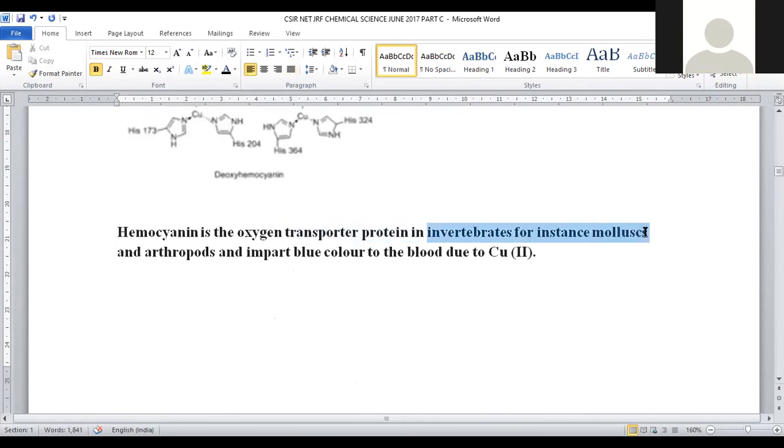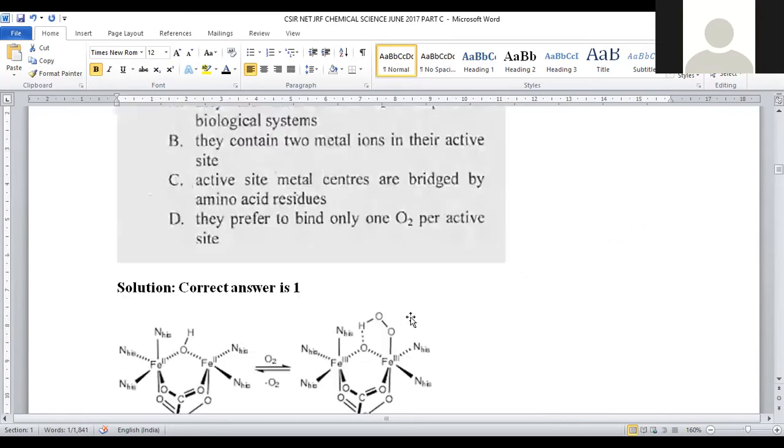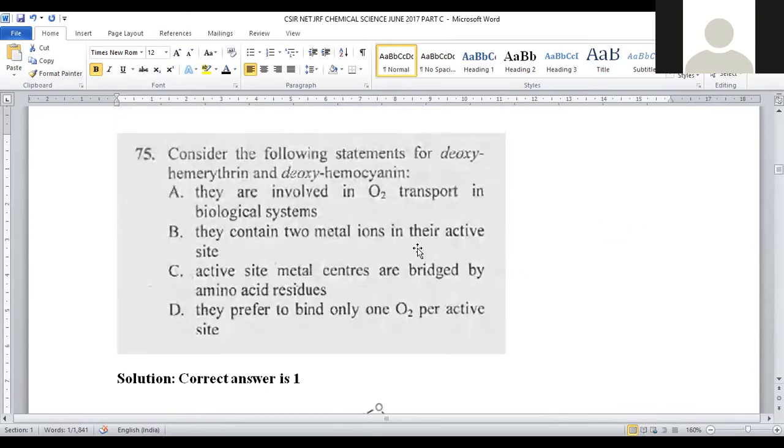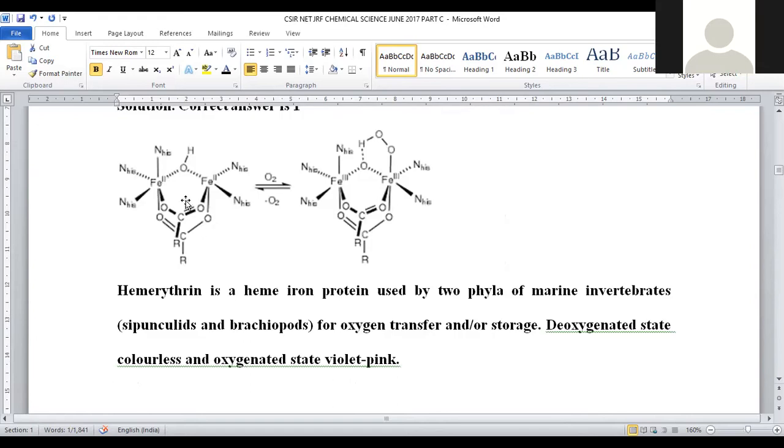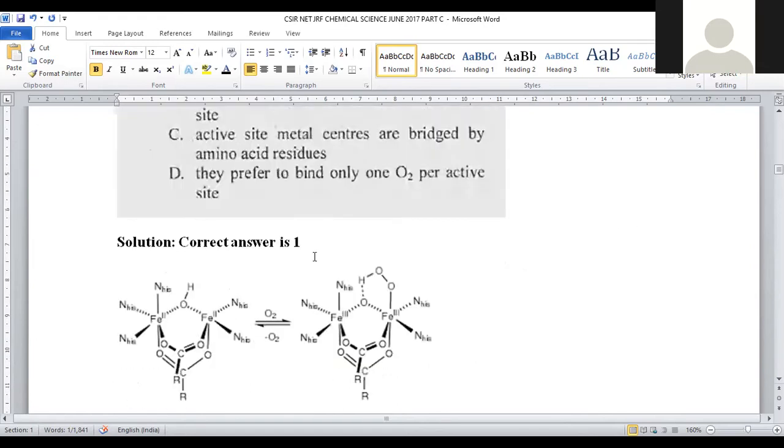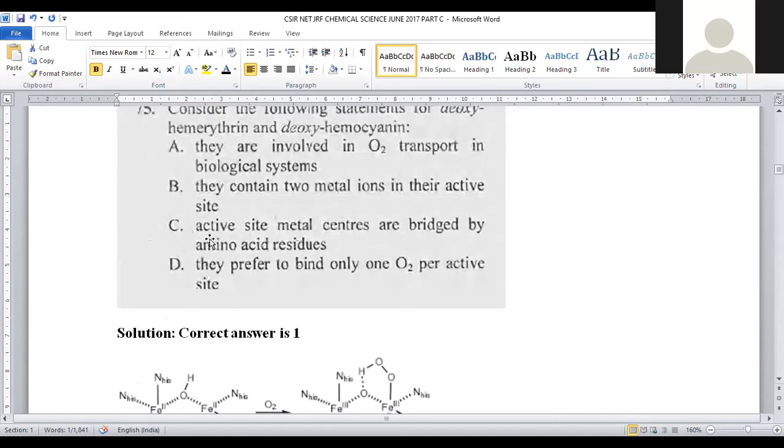And especially marine invertebrates, molluscs and arthropods consist of these hemocyanins. Okay, when we take a snail, that blood is in blue color because of the existence of copper. Copper as a central metal, so that blood is existing in blue color. Copper +2 is present in that. But the 2 metal atoms may not be present in that. This statement is not correct one, right? So for hemerythrin, we have 2 metals, but for hemocyanin, 2 metals may not be present in that.